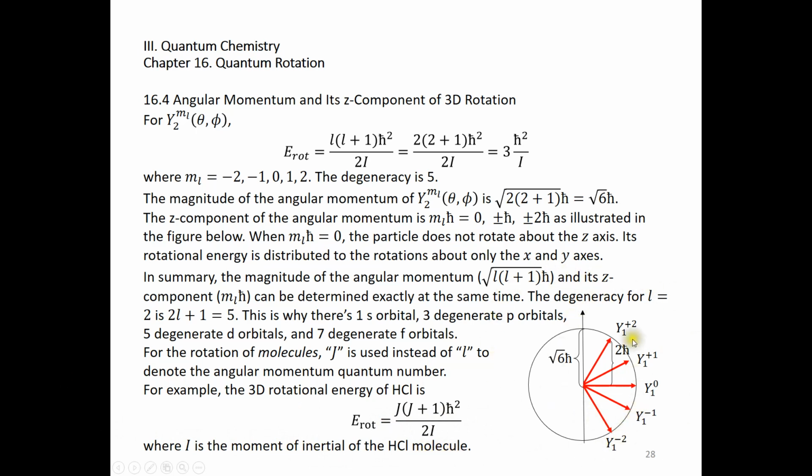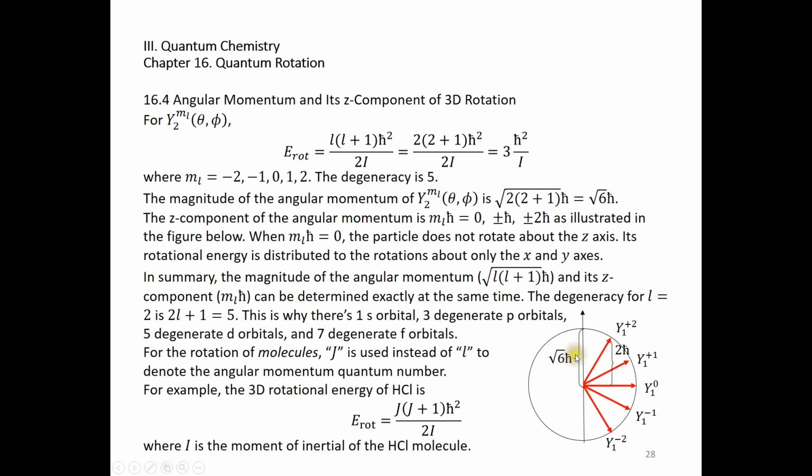Over here, it's just a simple diagram that shows you when L is 2, we can have 5 different degeneracies. Sorry about the typo here. The subscript should be 2. The superscript is the value of m sub L. M sub L can be -2, -1, 0, 1, and 2. If you look at the length of each vector, these 5 vectors share the same length. The length is the square root of 6 times h bar.